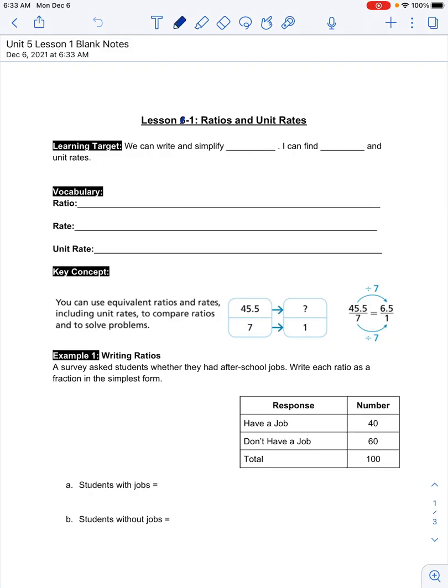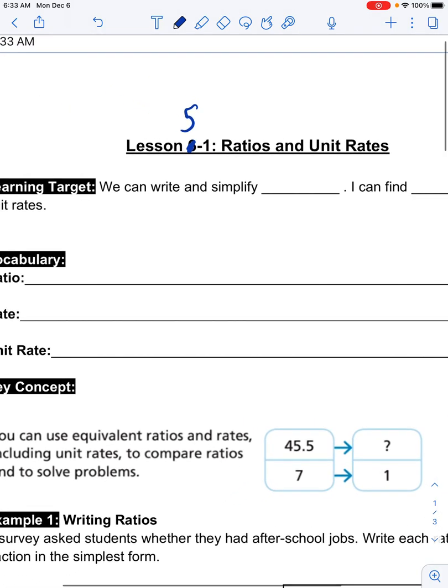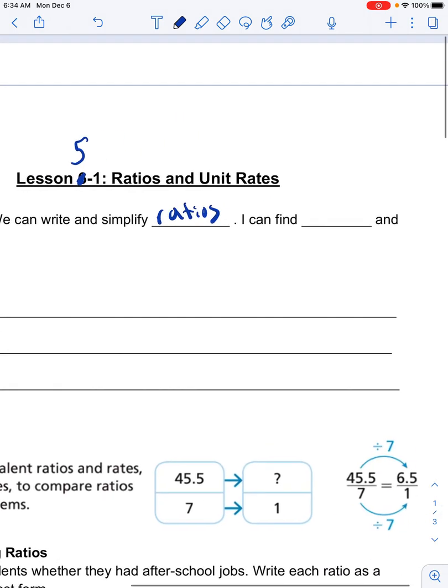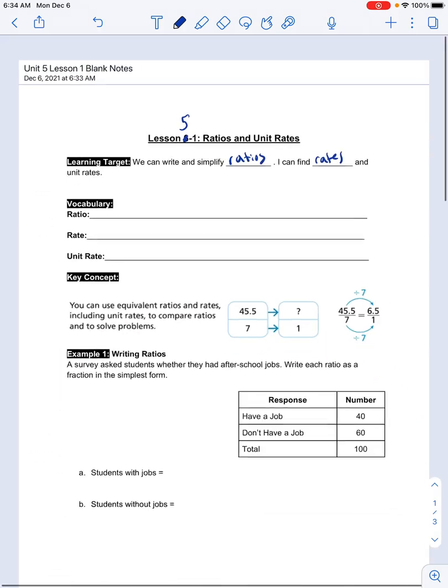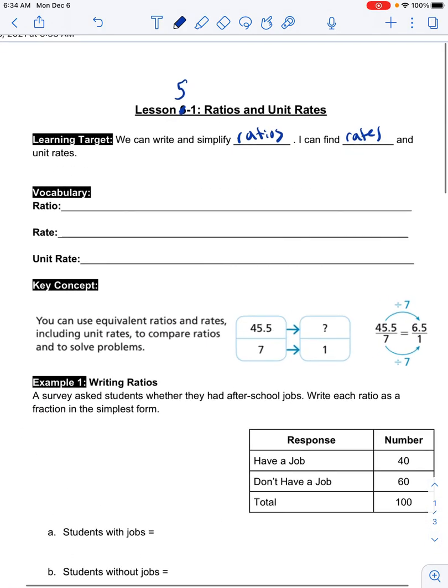Right up here. This is going to be Unit 5, Lesson 1. We're going to be talking about ratios and rates. So our learning targets for today are that we can write and simplify ratios, and then we're going to be able to find rates and unit rates.